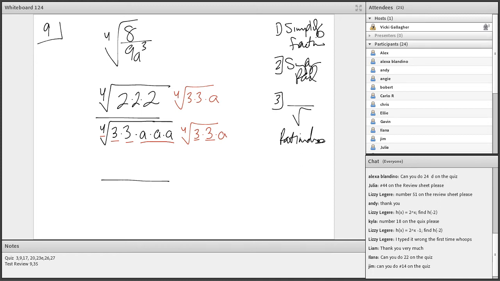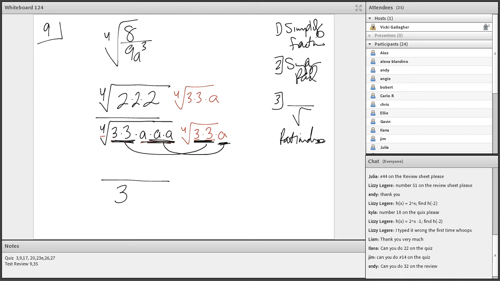Remember that the purpose of doing that is, on the bottom, to get rid of the radical. So I now have 4 number 3's, or a 3 to the 4th. And the 4th root of a 3 to the 4th is the number 3, with no more radical sign. I also have 4 letter A's, or a to the 4th. And the 4th root of a to the 4th is a. And so now I have no more radical on the bottom, which was what I wanted. I want no radical on the bottom.